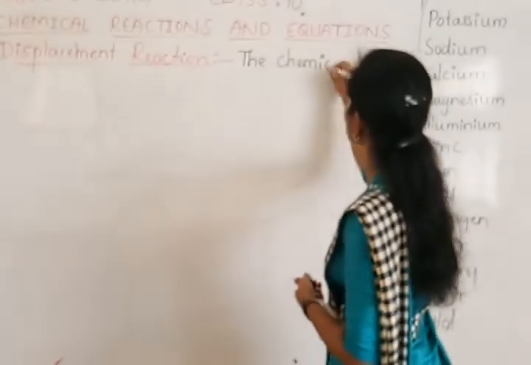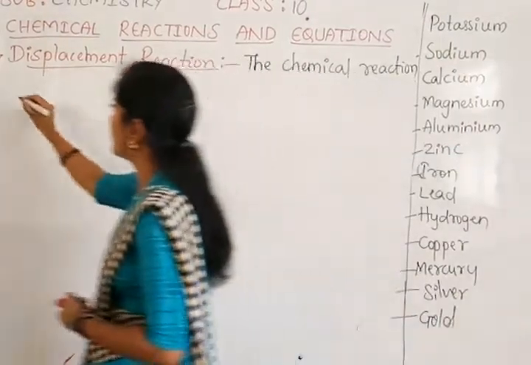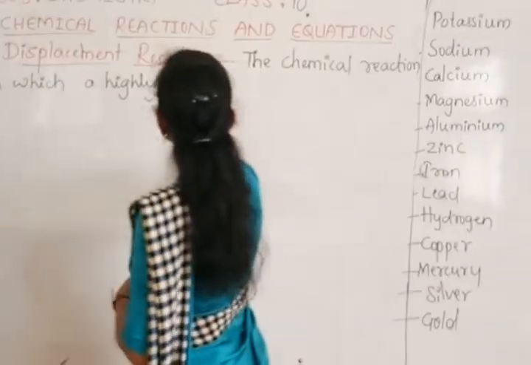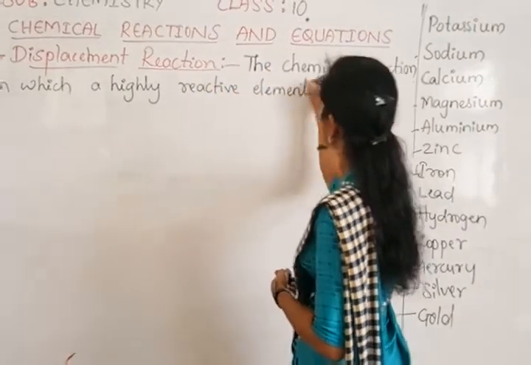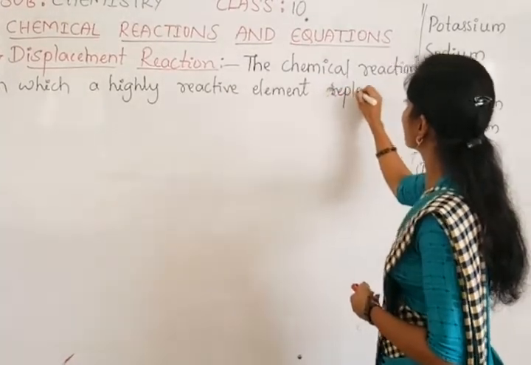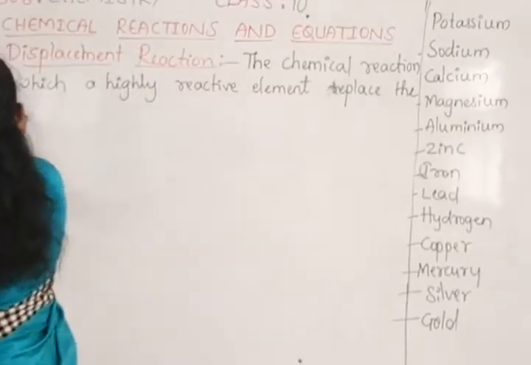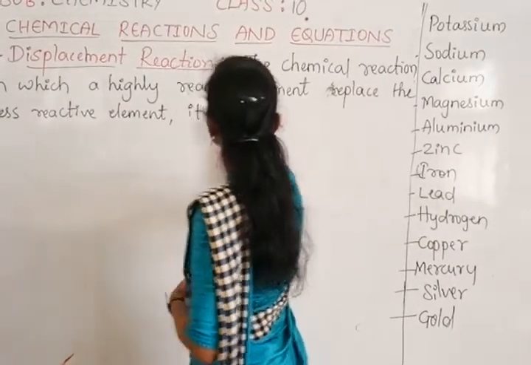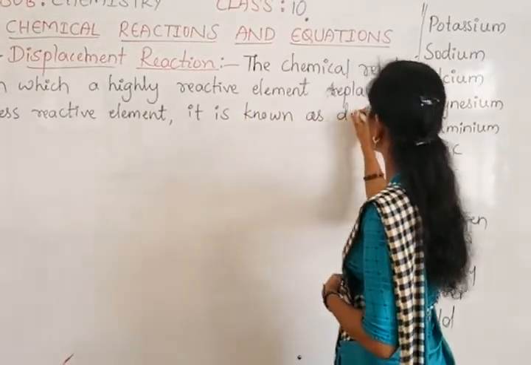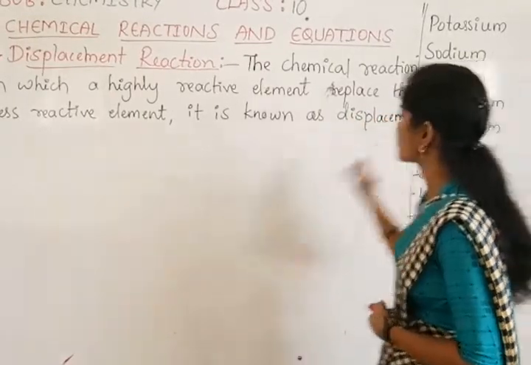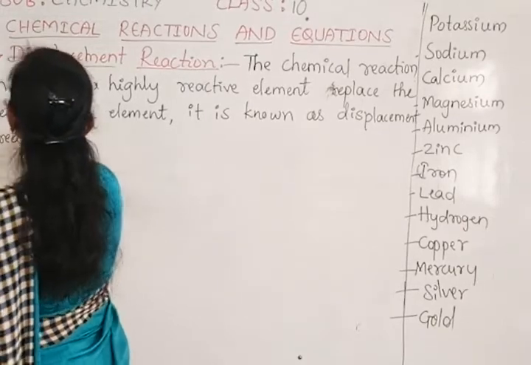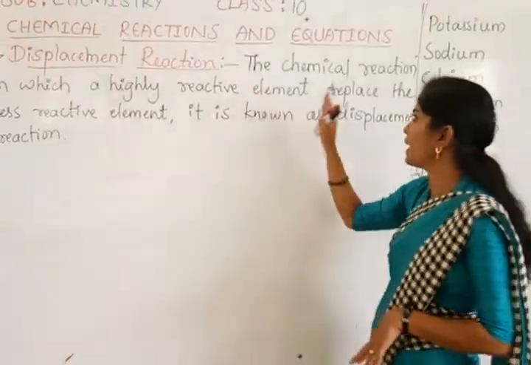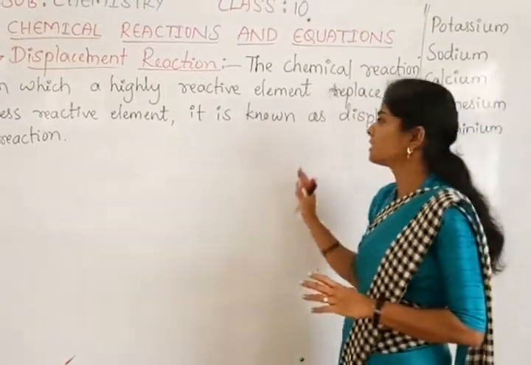The chemical reaction in which a highly reactive metal or element replaces the less reactive element is known as a displacement reaction. This is the definition of the displacement reaction.